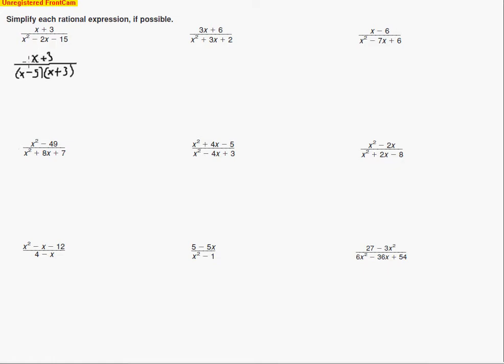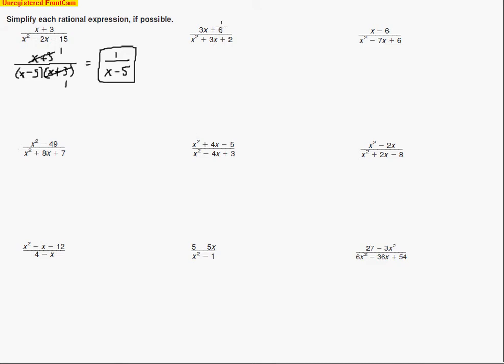So simplifying means make it easier to understand, less terms involved. And here I can cross out those x plus 3's, leaving us just with a 1 on top of the fraction, because x plus 3 over x plus 3 just makes 1. So all I've got left is the 1 on top and the x minus 5 on the bottom of the fraction. And that's our answer. So again, the key is to always factor and look for factors.